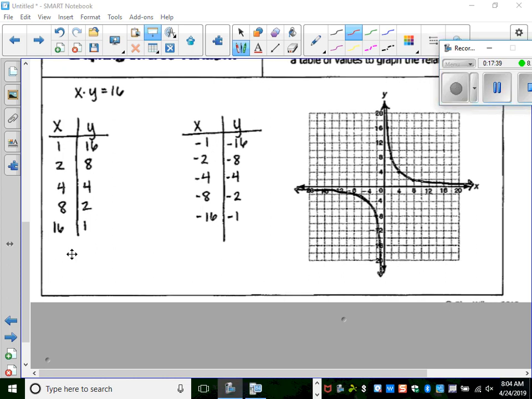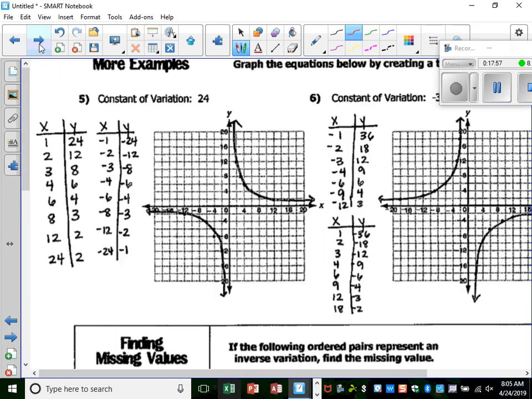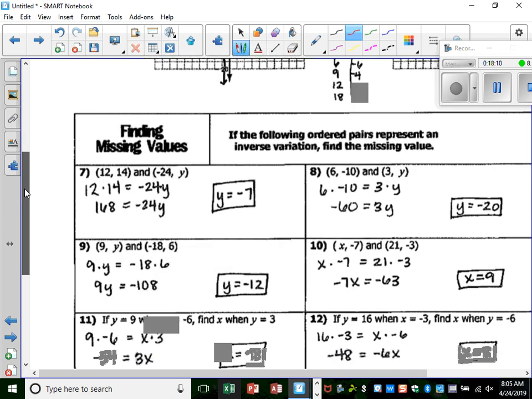All right, so basically when you look at the table and you know k equals 16, you're just really getting all the combinations of 16. 1 times 16, 2 times 8, 4 times 4, 8 times 2, and then both numbers just become negative on this side. Okay. All right, so I'm not going to have you copy down 5 and 6, but basically if your constant is 24, you're looking for all the combinations that equal 24. Okay, we don't have to do 5 and 6 for right now.